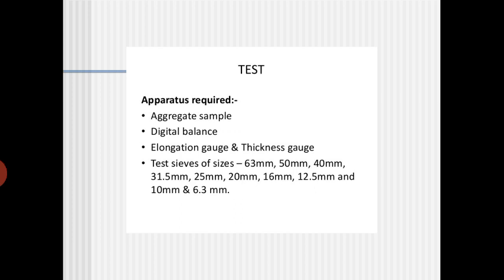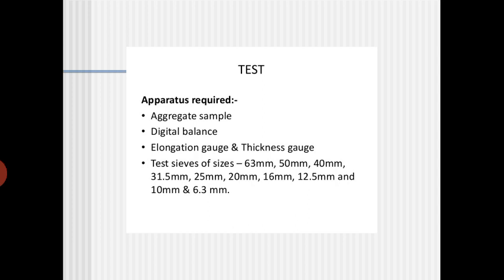the apparatus required are an aggregate sample. Whenever you are taking it, you take some weight and take it. Then a digital balance to weigh the aggregate. Then you require two gauges here, very important, two gauges. One is an elongation gauge and one more is a thickness gauge. The elongation gauge is to measure the length of each aggregate.